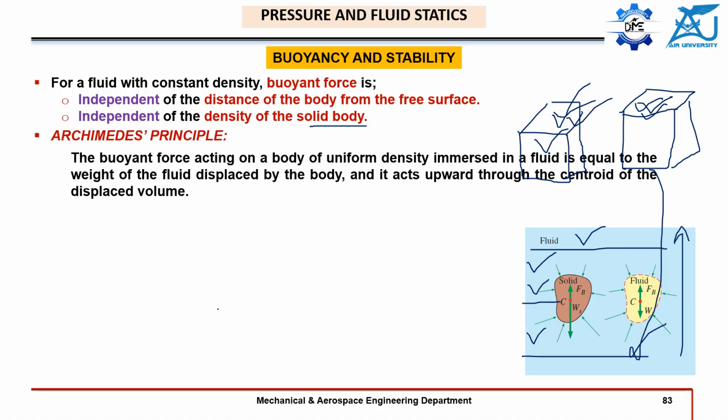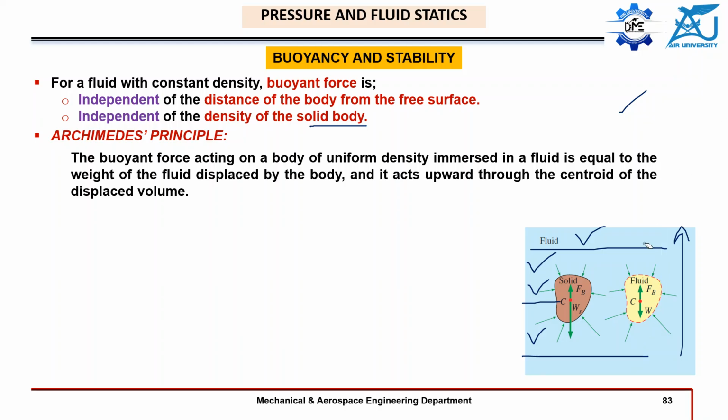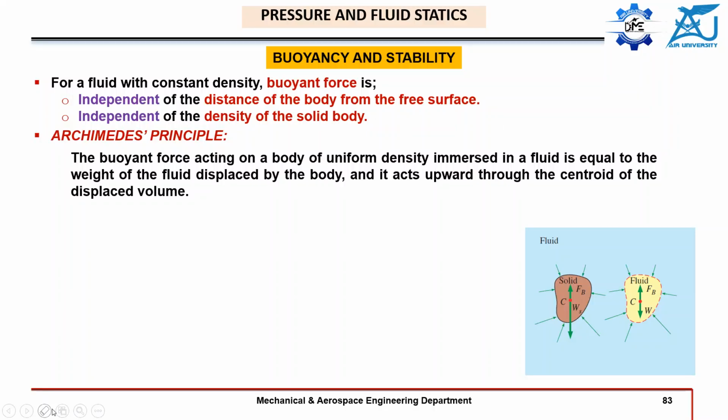Archimedes' principle you have already seen somewhere in your ninth or tenth class, or first year, second year. So what does this indicate? The thing which we have already studied, it is the same thing. The buoyant force acting on a body of uniform density immersed in a fluid is equal to the weight of the fluid displaced by the body, and it acts upwards through the centroid of the displaced volume.